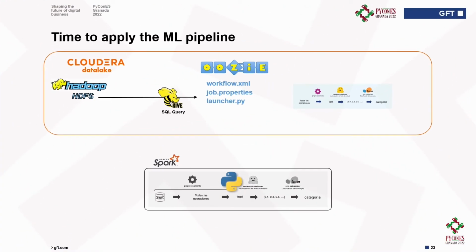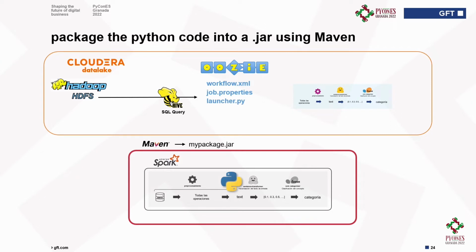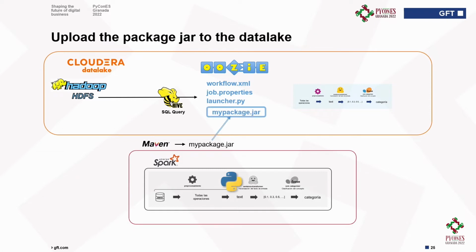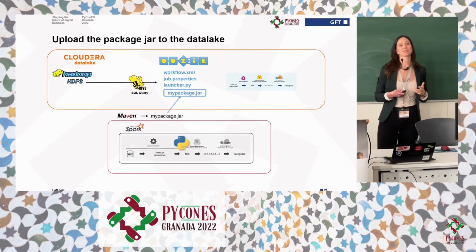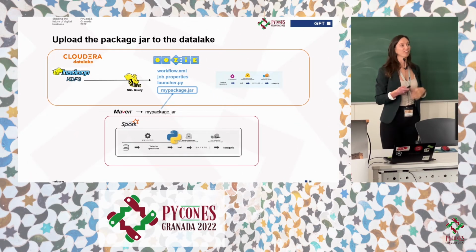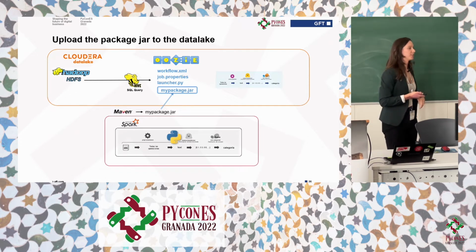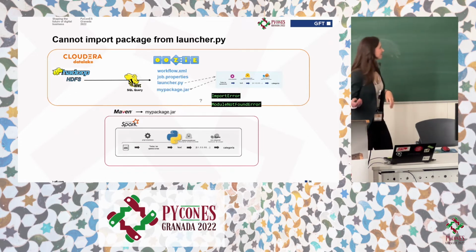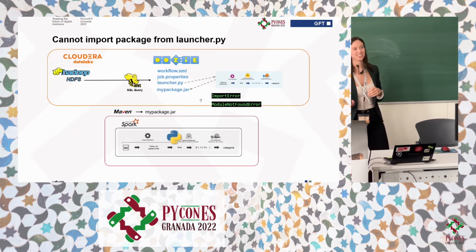We have to upload this code into the Cloudera data lake. And to do that, we used Maven. It packages into a jar. And that has to be uploaded into the data lake. And so from here, the point was to be able to import our functions and import our class to be able to do the predictions. That was nice. That was theoretical.